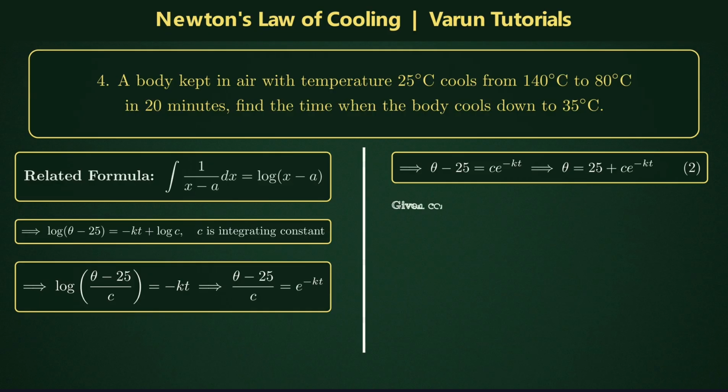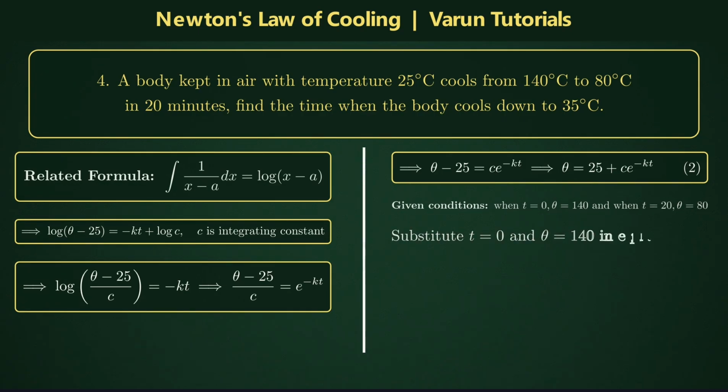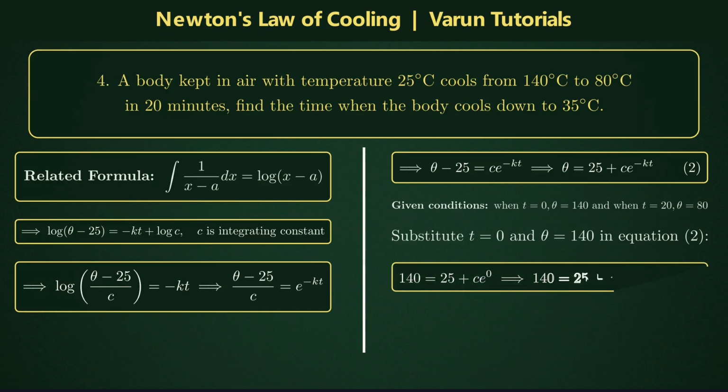We are given that when t equals 0, theta is 140, and when t equals 20, theta is 80. First, let's substitute t equals 0 and theta equals 140 into equation 2 to find the constant c. This gives 140 equals 25 plus c times e to the 0 power. Therefore, c equals 115. Now, let's substitute c equals 115 in our second condition, t equals 20 and theta equals 80 into equation 2.